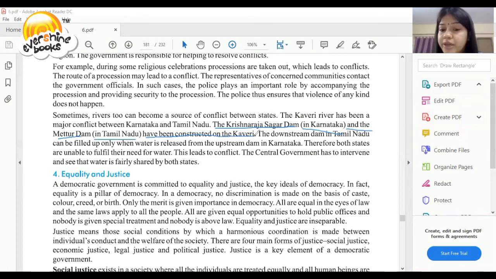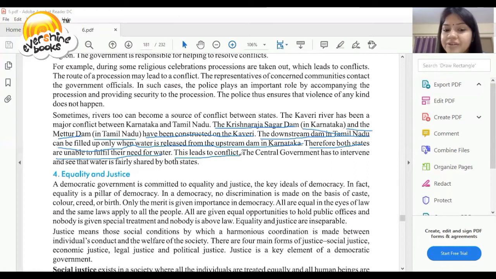So, dono hi dam. Number one, Krishna Raja Sagar Dam, jo Karnataka mein hai, and Mettur Dam, jo Tamil Nadu mein hai. Dono hi Kaveri River pe bane hue hain, Kaveri Nadi pe bane hue hain. The downstream dam in Tamil Nadu can be filled up only when water is released from the upstream dam in Karnataka. Therefore, both states are unable to fulfill their needs for water. This leads to conflicts.